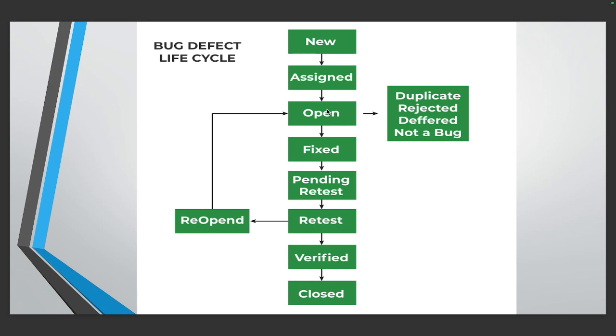If the developer team feels that the defect is not appropriate, then it will be transferred to rejected or deferred. He can defer it, or he can reject it as not a bug or duplicate. Okay, we'll discuss them now.